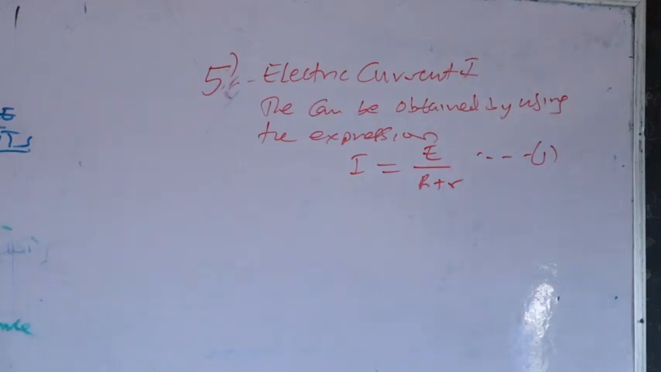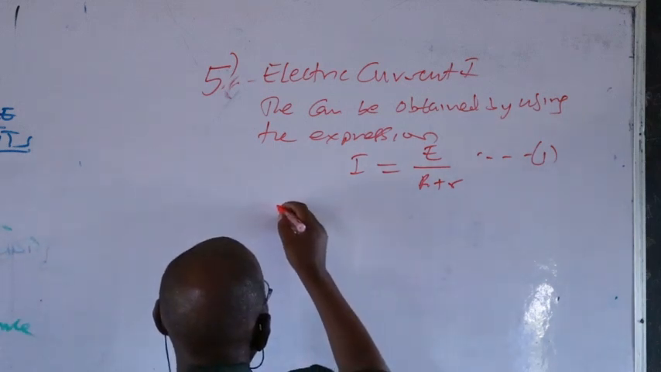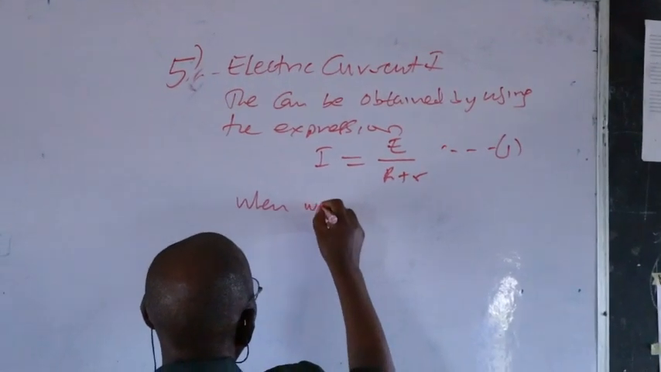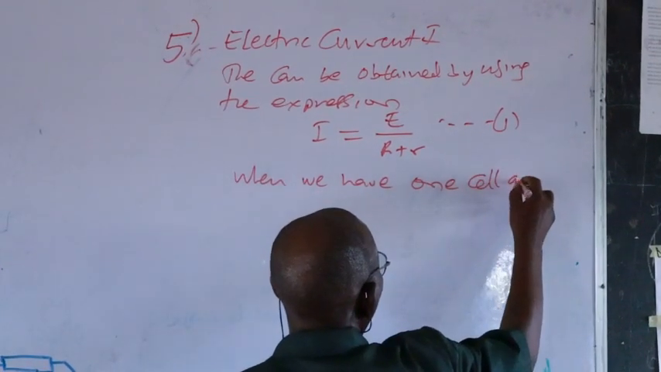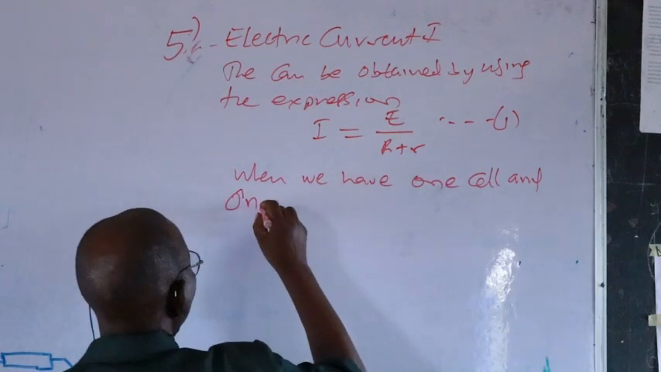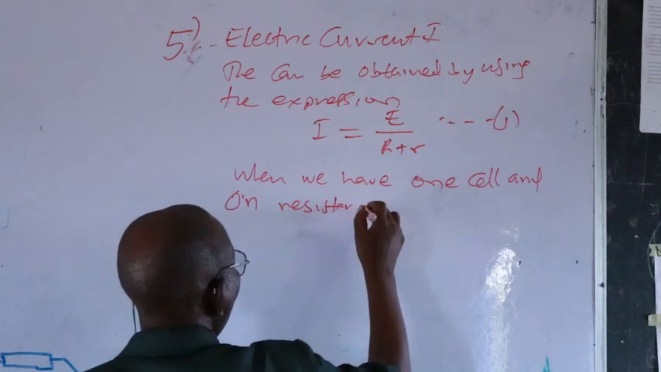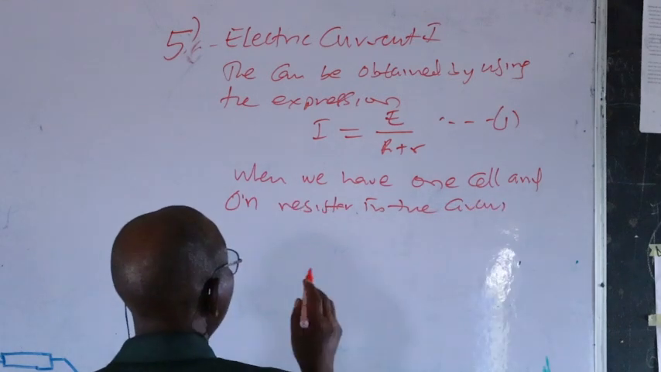We use this one when we have one cell. What you have there is one cell, one resistor in the circuit. When you have one cell, one resistor, we can use this. That's when we have one cell and one resistor in the circuit. So we can use the expression.